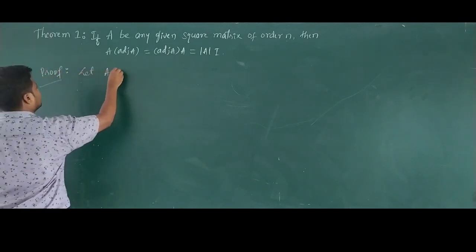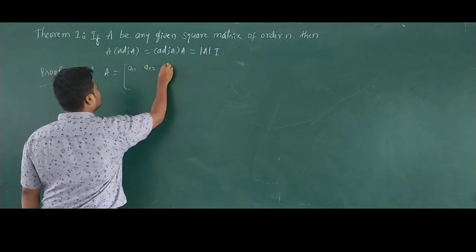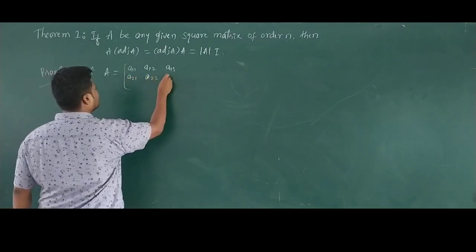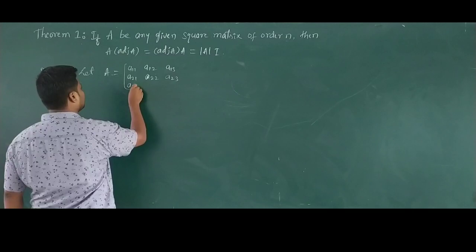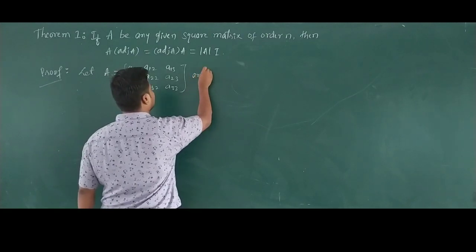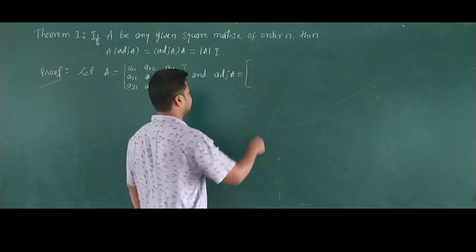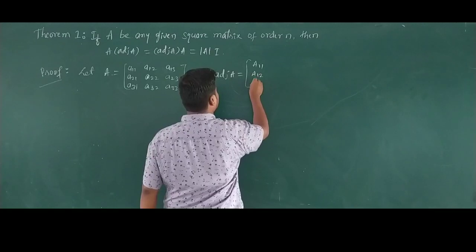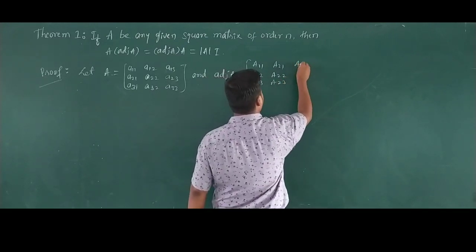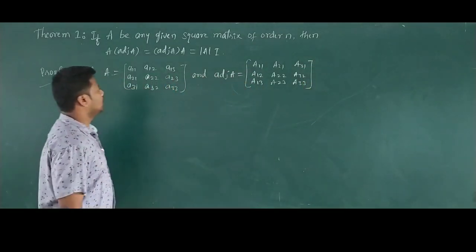Let us consider the matrix A equals A11, A12, A13, A21, A22, A23, A31, A32, A33, and the adjoint of A, which is the transpose of the matrix of cofactors: A11, A12, A13, A21, A22, A23, A31, A32, A33.